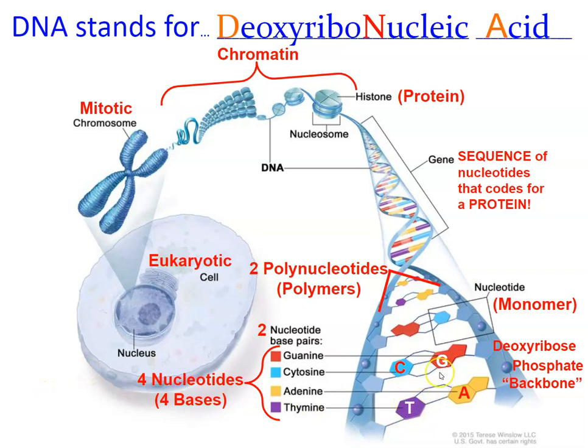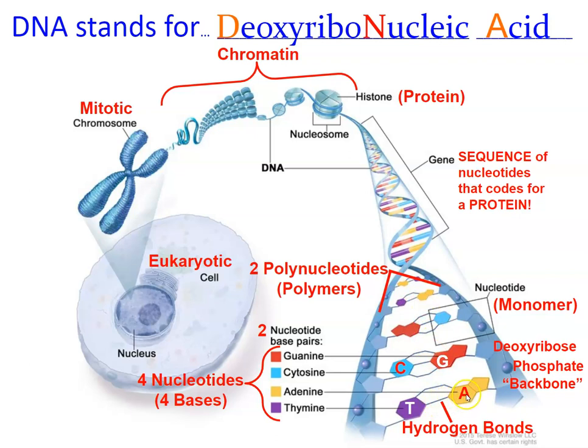If we come back to the structure here of the DNA molecule, you'll notice that these two polynucleotides are held together by hydrogen bonds. There are 2 hydrogen bonds between adenine and thymine, and 3 hydrogen bonds between guanine and cytosine.